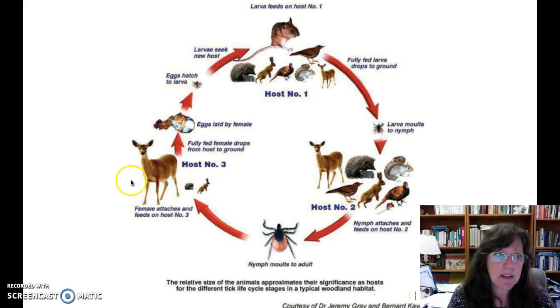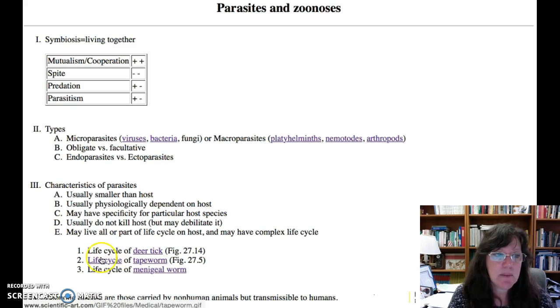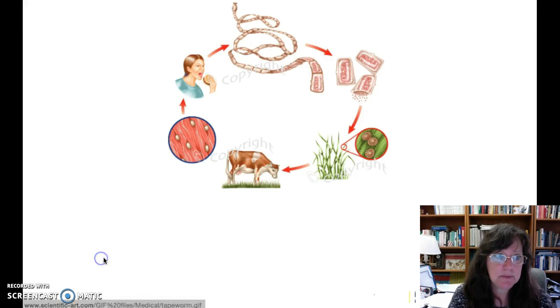And later on, if they're female, they get a third blood meal in preparation for laying eggs, and the third host is most often a deer, sometimes a person, sometimes some other small mammal. So they go through several bouts of being parasitic and then being detached from the host species. The tapeworm is another example.